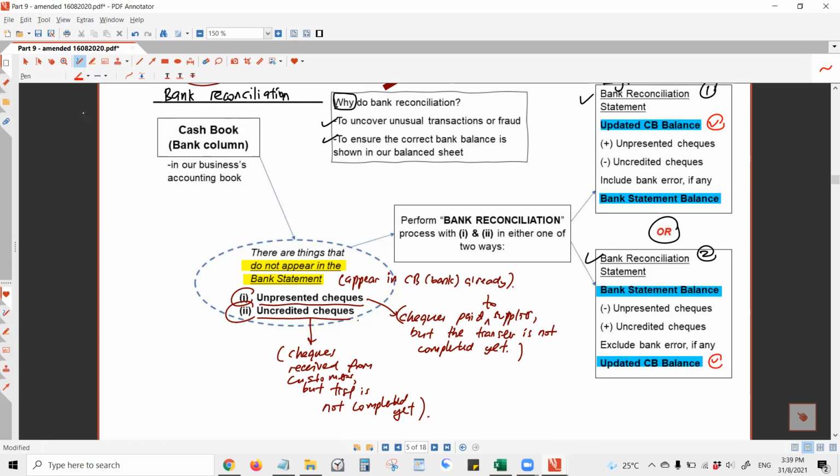Okay, good. So unpresented checks mean checks that are paid to the supplier, but the transfer is not completed yet. Let me give you an example. One day, you want to pay a supplier $100 with a check. After you have written the check, you drive your car to the supplier and hand this check to the supplier.